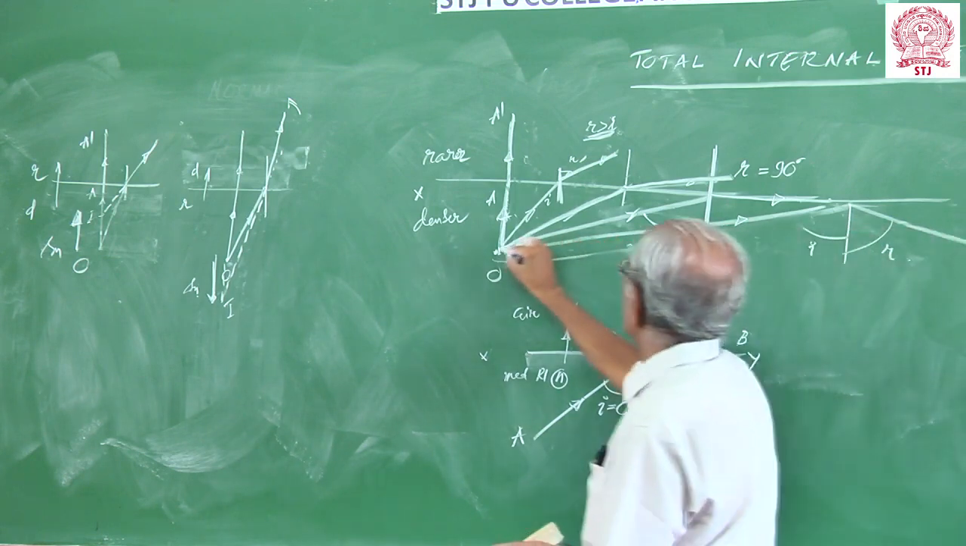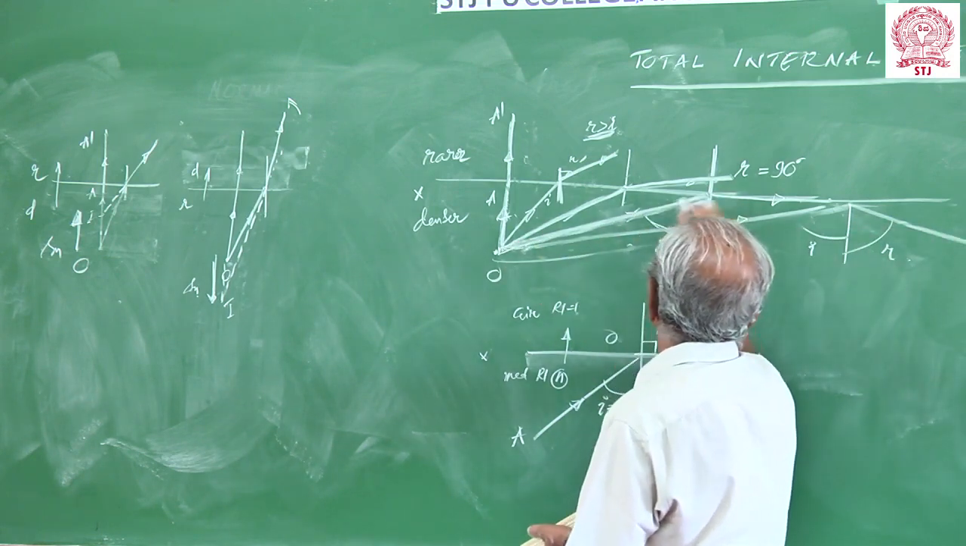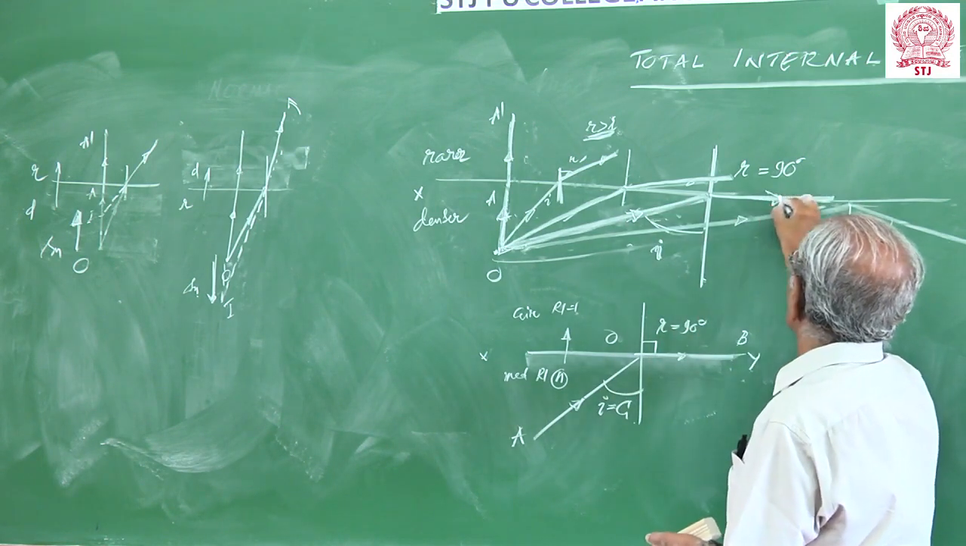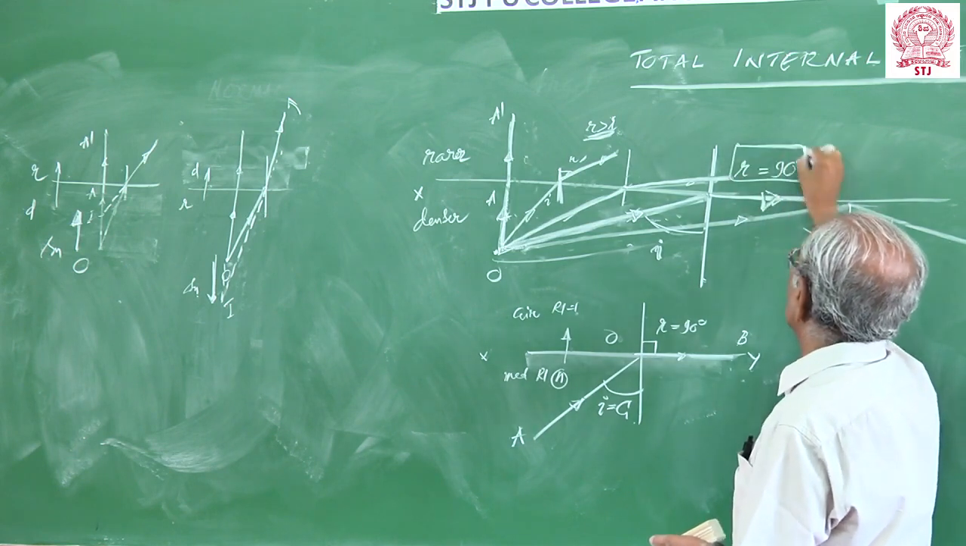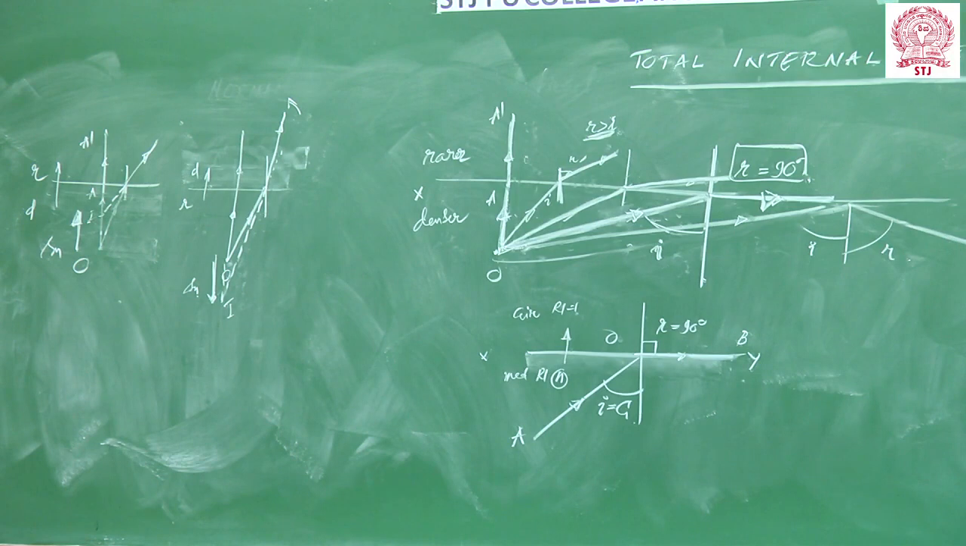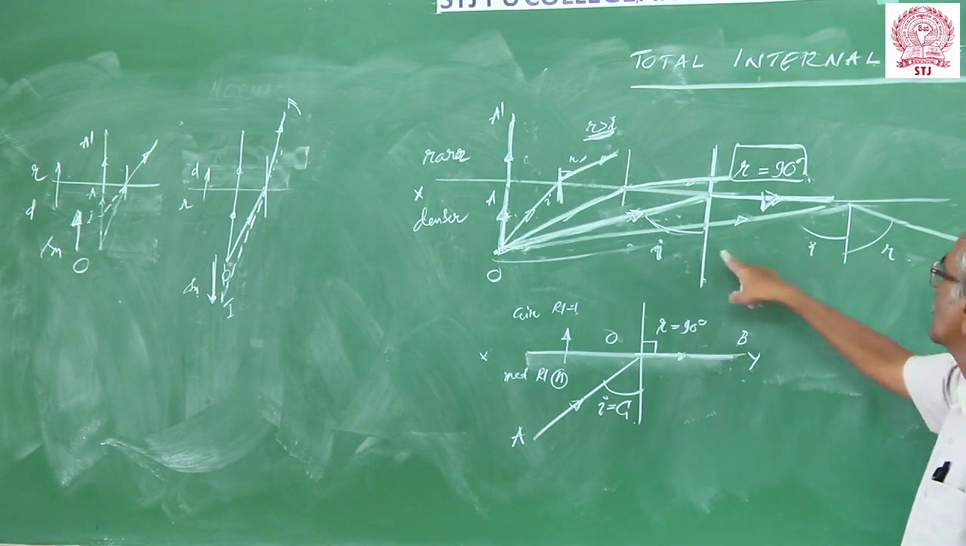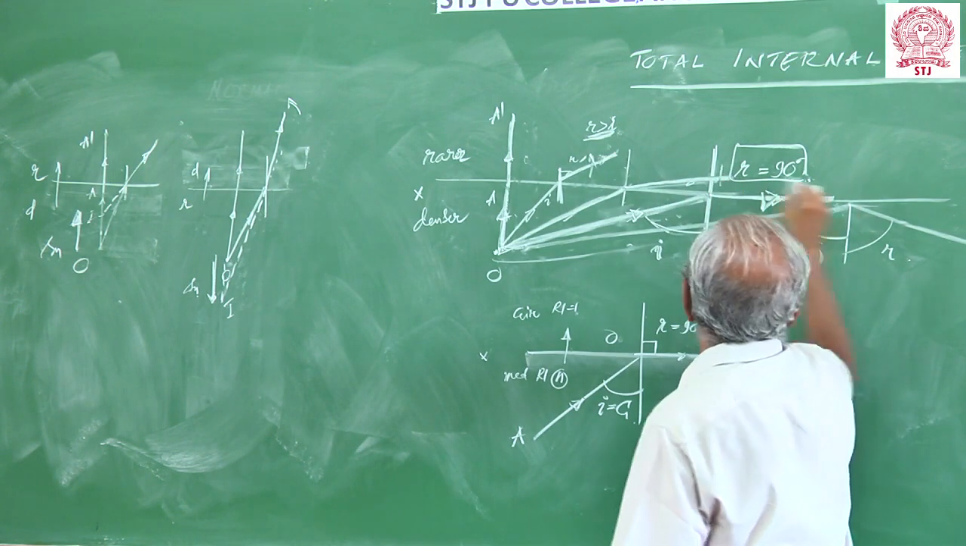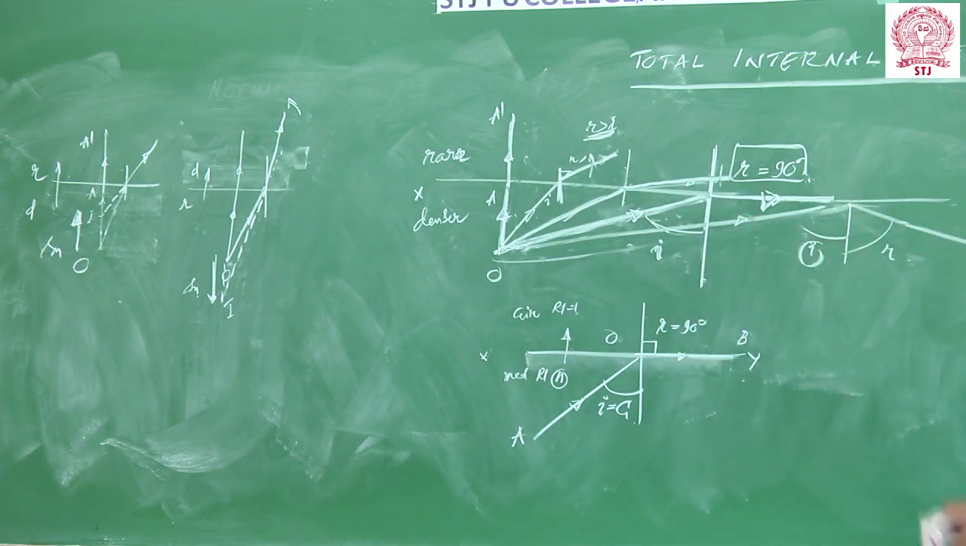Now at some stage like this, when light is incident at an angle I, the refracted ray goes along the surface making R equal to 90 degrees. Now if you increase the angle a little further, there will be no refraction. All the light gets back into the same medium. Now that phenomenon is called total internal reflection. Do you know why that is called total internal reflection?